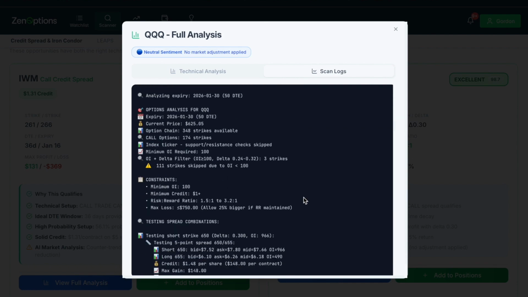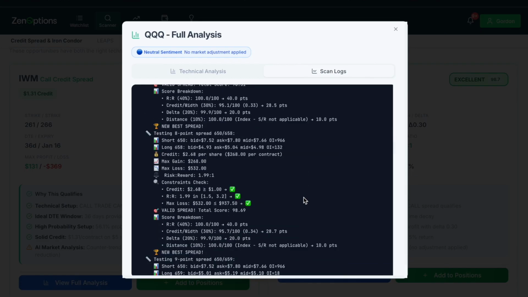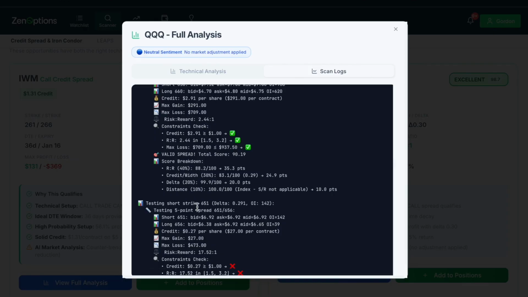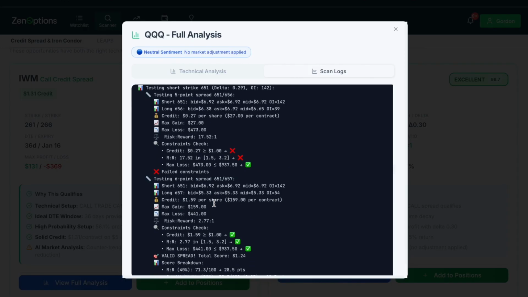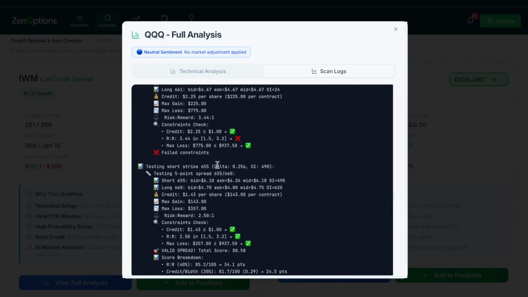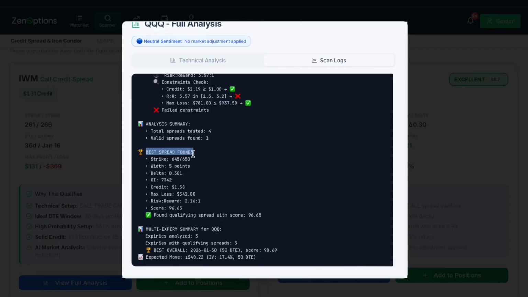It also checks open interest to make sure the trade is actually tradable. For every potential setup, it checks whether the short strike sits safely outside support and resistance, whether the delta is within your preferred probability range, whether the width matches your settings, whether the premium is fair, and whether the risk-reward aligns with your criteria. It does this leg by leg, spread by spread, and scores each one objectively.